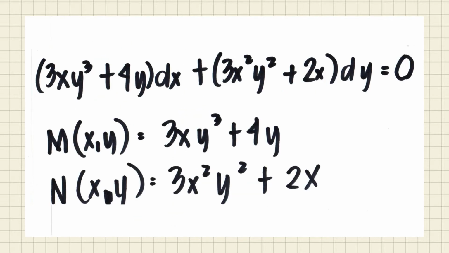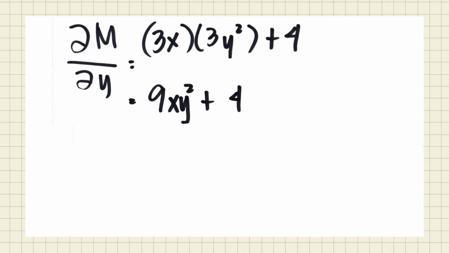Sa ating example, (3xy cubed plus 4y) dx plus (3x squared y squared plus 2x) dy equals 0, ang ating M ay 3xy cubed plus 4y at ang ating N ay 3x squared y squared plus 2x. So ang partial derivative of M with respect to y is equal to 3x multiplied to the derivative ng y cubed, which is 3y squared, plus 4, at ito ay 9xy squared plus 4.